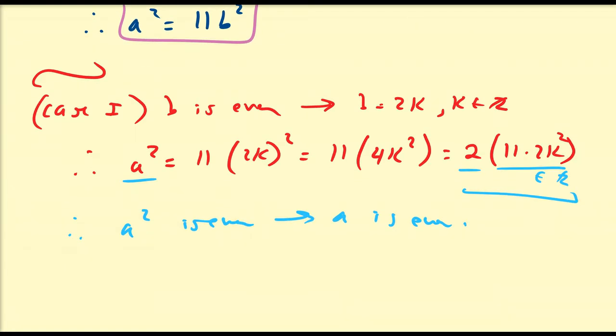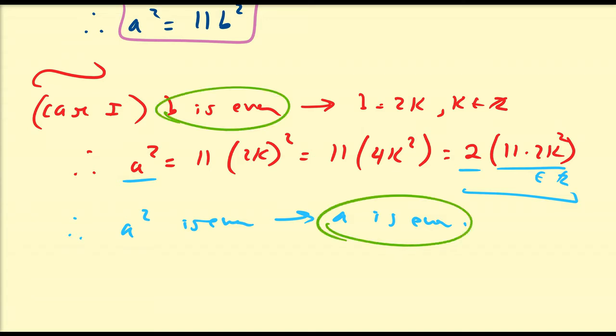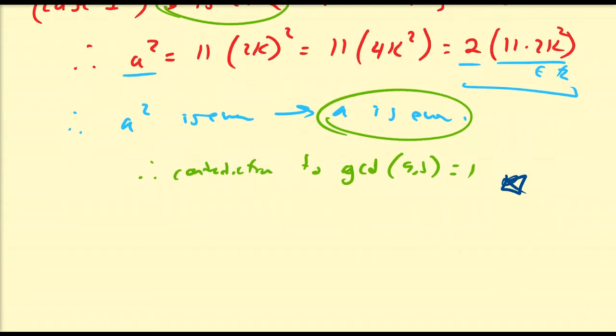So if a is even, what do we have? Well, if b is even, we have that a is even, which means there's a contradiction. This is a contradiction to the greatest common divisor of a and b being equal to 1. Because if both of them are even, we know 2 divides into both, right? So that gives us a contradiction, which completes the proof for case 1. Case 2.